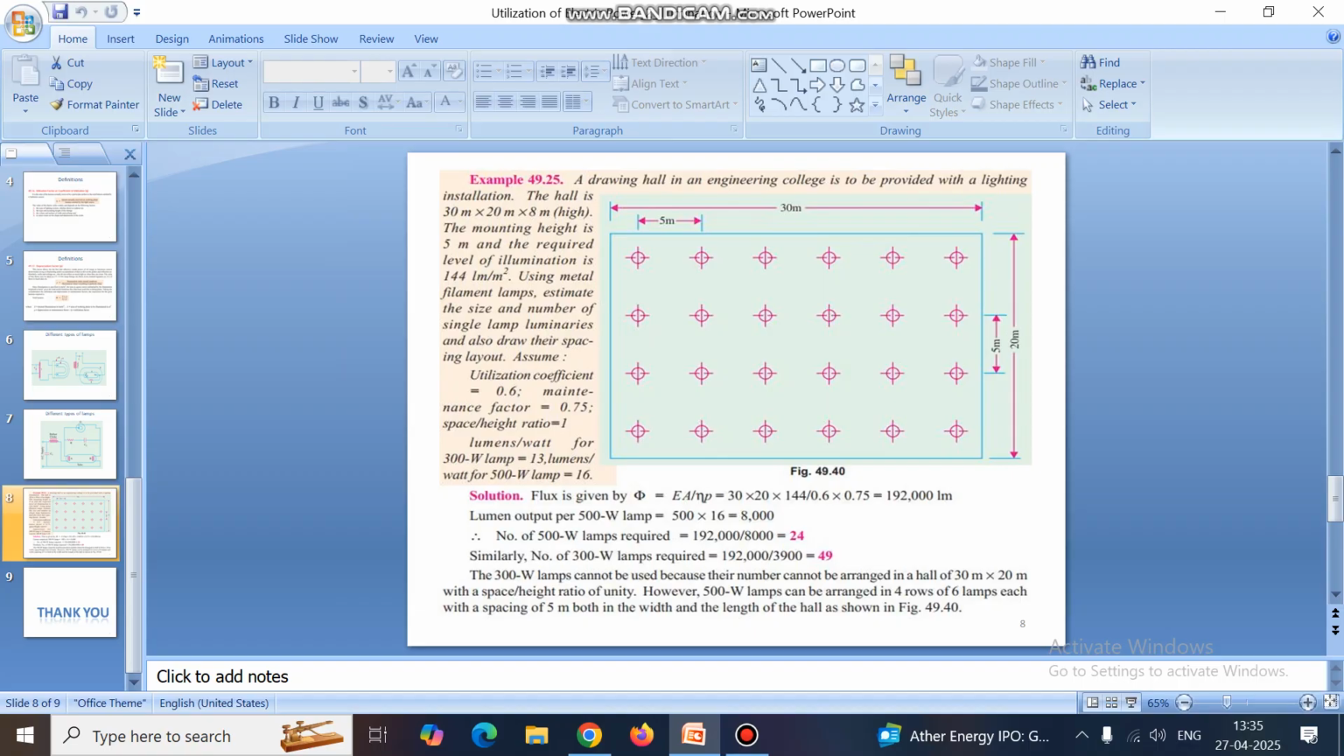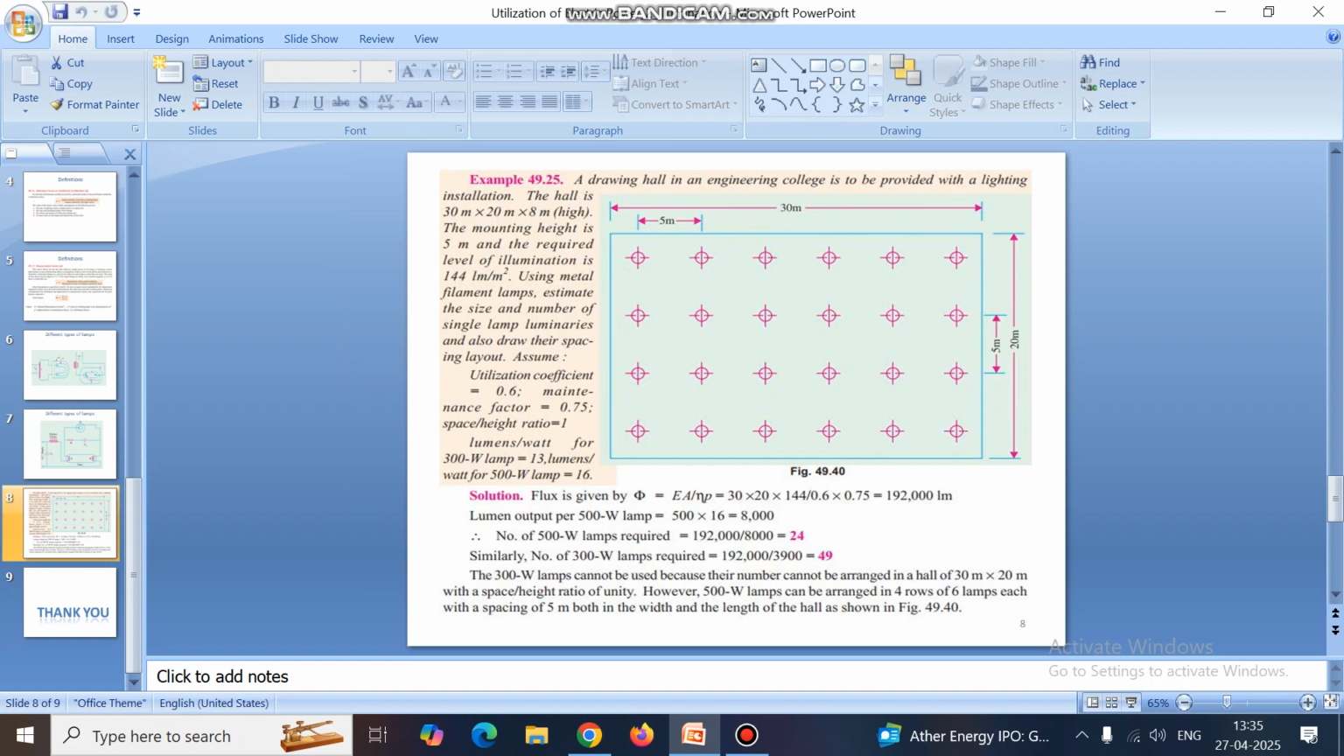Here the utilization coefficient is given as 0.6, the maintenance factor is given as 0.75, and the space height ratio is maintained at 1. Here two types of lamp are given. One is a 300 watt lamp, another one is a 500 watt lamp. So, how can this room be illuminated by the required illumination?